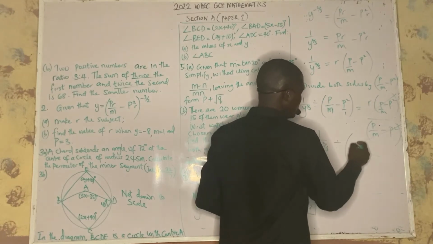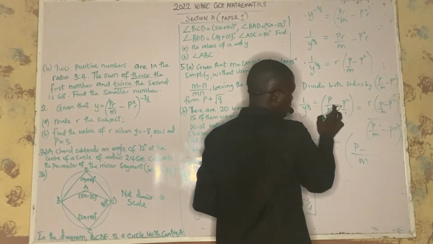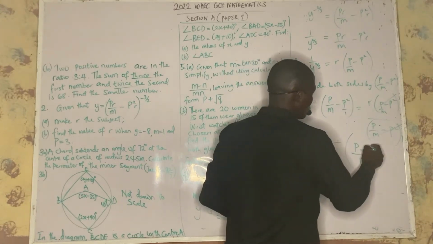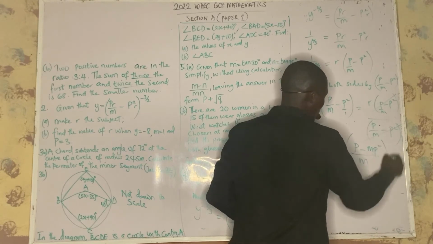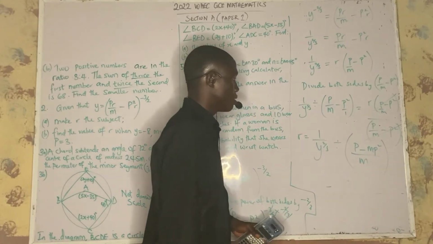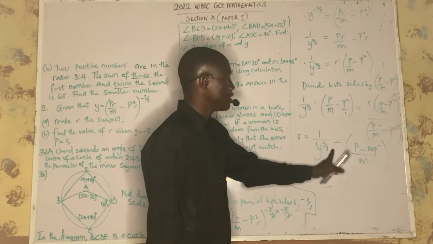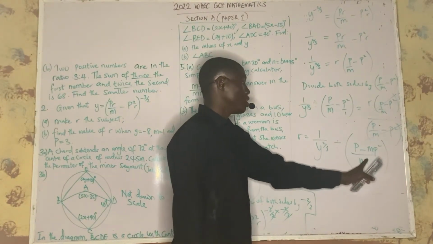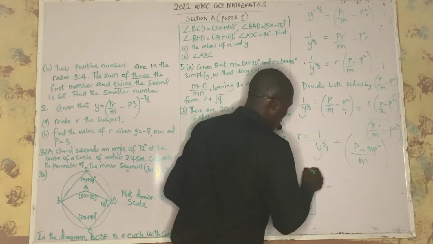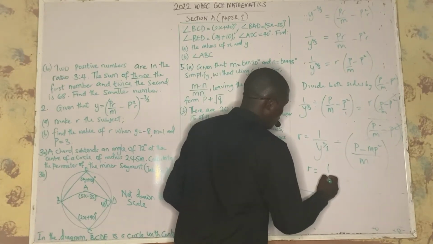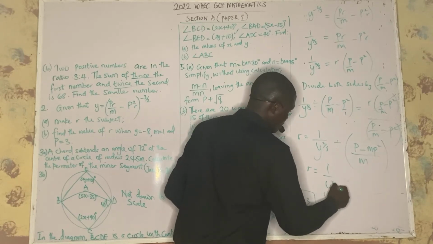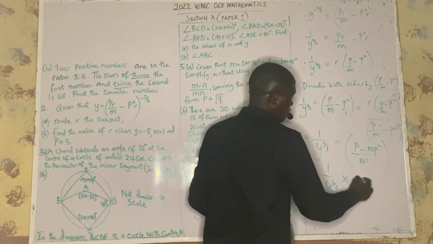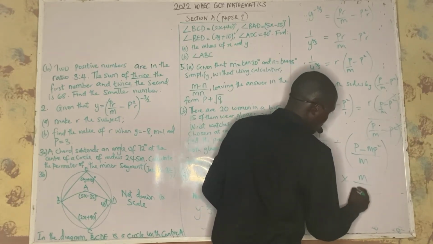1 times P is P. Now we have what? 1 in M is M. M times P squared is going to be MP squared. Bracket close. Now the reason I'm doing that is because I want to change this division into multiplication, so I have to make sure that these ones both share one denominator. So R is equal to what? 1 over y raised to power 2 over 3 times. Now when you change this division to multiplication, this one goes up, M over P minus what?